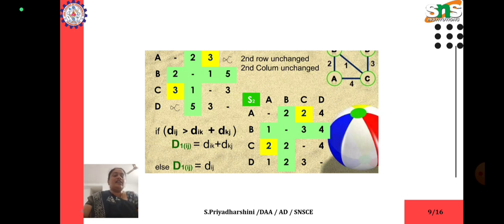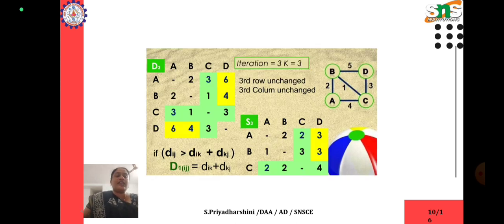This would be for iteration k equal to 2. Here we keep row 2 and the second column unchanged. This is for iteration 3. Here, as always, the third row and third column remain unchanged. This would be for iteration 4. And finally, the output of this algorithm would be as shown in the figure.